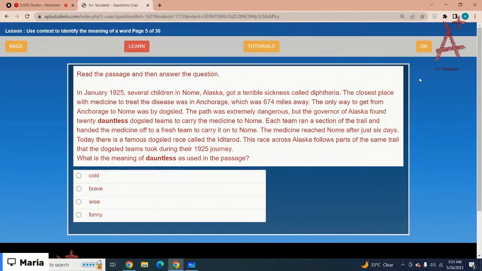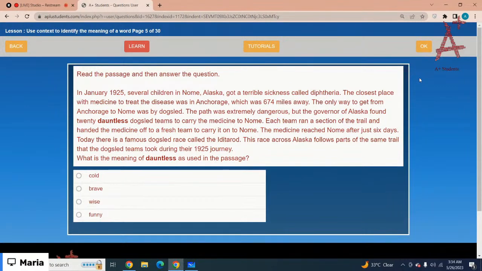The only way to get from Anchorage to Nome was by dogs. The path was extremely dangerous, but the governor of Alaska found 20 dauntless dog sled teams to carry the medicine to Nome. Every team ran a section of the trail, and today there is a famous dog race called the Iditarod. This race across Alaska still follows parts of the same trail.